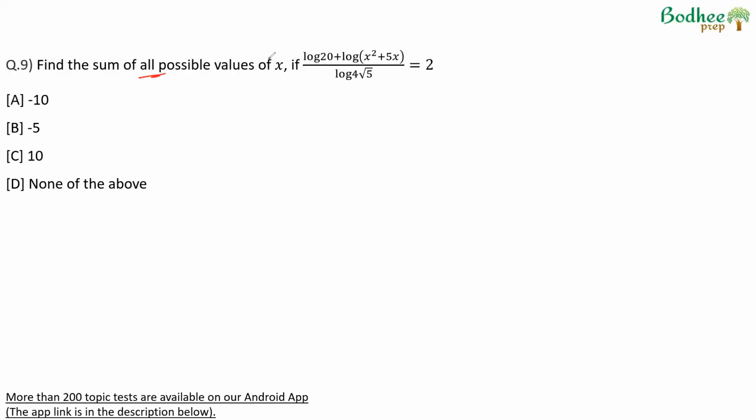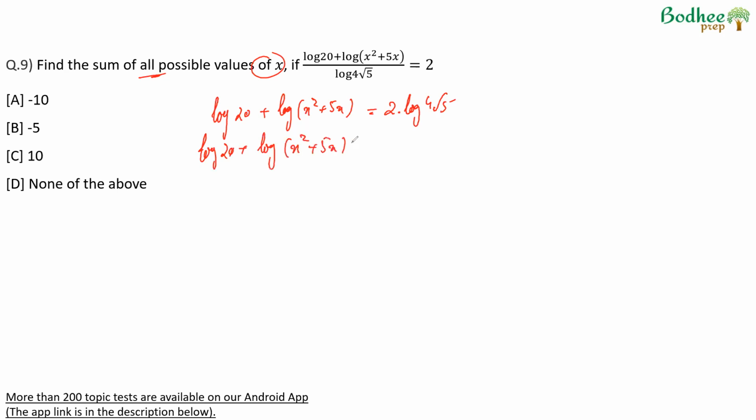Find the sum of all possible values of x if log of 20 plus log of x square plus 5x upon log of 4 root 5 is 2. Log of 20 plus log of x square plus 5x can be written as 2 into log of 4 root 5, which can be written as log of 20 plus log of x square plus 5x is equal to log of 4 root 5 squared.